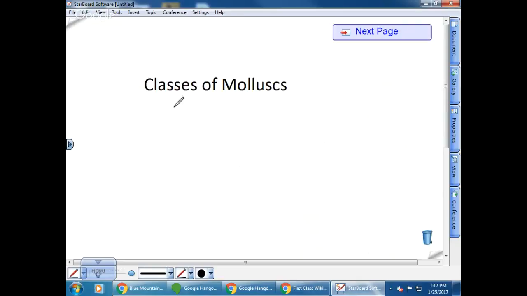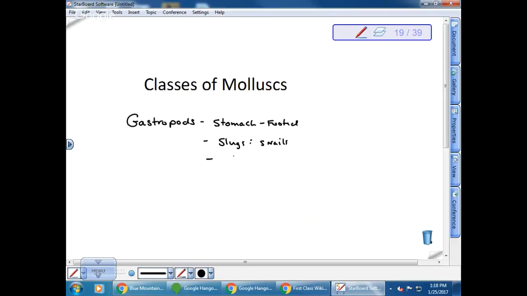So you need to learn the classes of the mollusks. The first class that we're going to talk about are the gastropods. This literally means stomach footed. Right? So the gastropods use their muscular foot to move around. It's kind of like the ventral surface of their body, right? This would include slugs and snails. And this is the most numerous group, right? Most species are the gastropods compared to like the cephalopods.